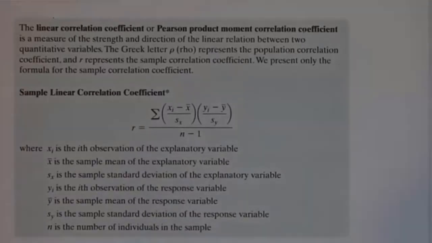Now, for every kind of calculation, there are two. There is a parameter and there is a statistic. In this class, we're only going to really discuss the statistic. We're not going to really do anything with the parameter for the correlation coefficient.